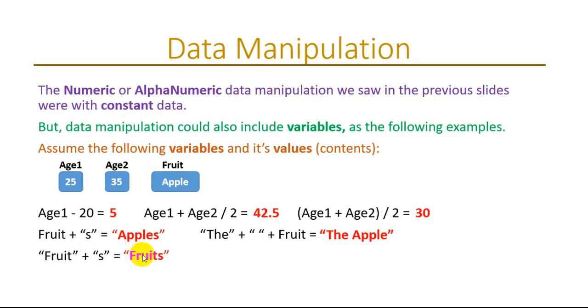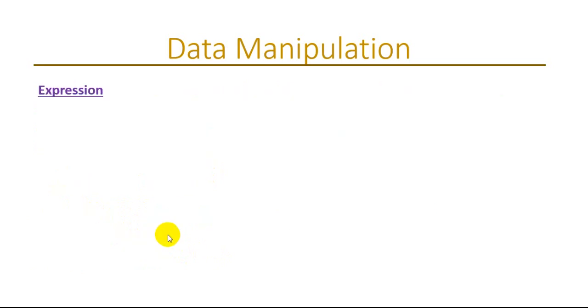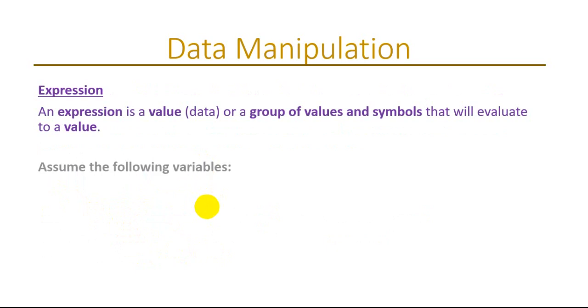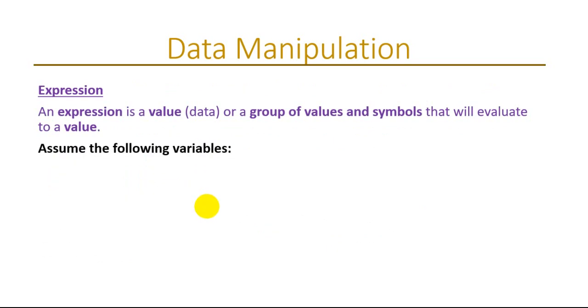Okay, so that hopefully should give you some idea about how alphanumeric and numeric variables and constants can be put into an expression and handled. So anyway, let's see what an expression means. An expression is a value, that is data, or a group of values and symbols that will evaluate to a result. Always expressions should evaluate to some result.